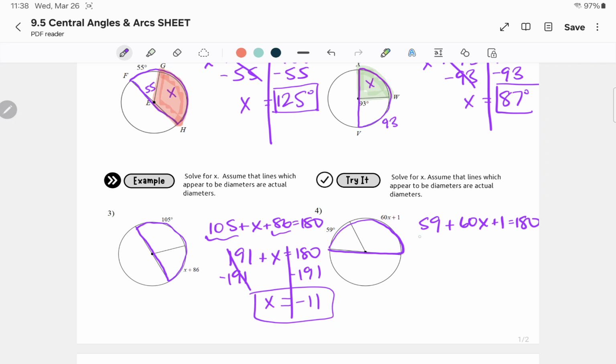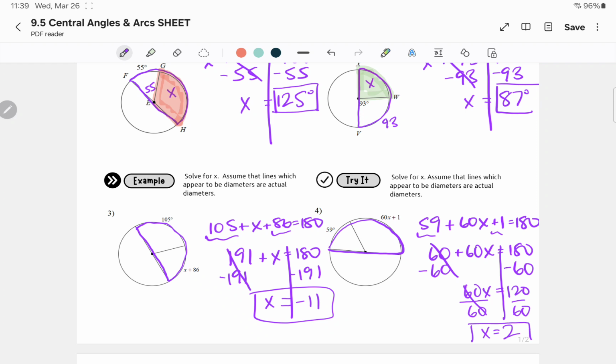So now I can combine like terms. 59 and 1 is 60. And then I bring everything else down. And now a two-step equation. I'm going to subtract 60 from both sides to get 60x is equal to 120. And I divide by 60 to get x is equal to 2.